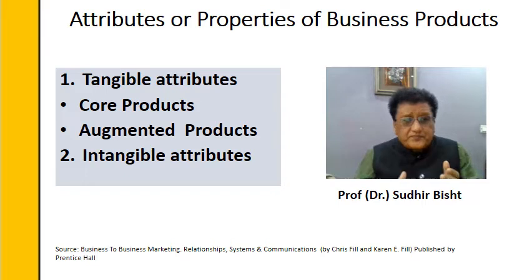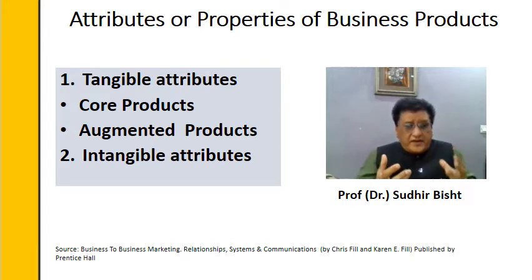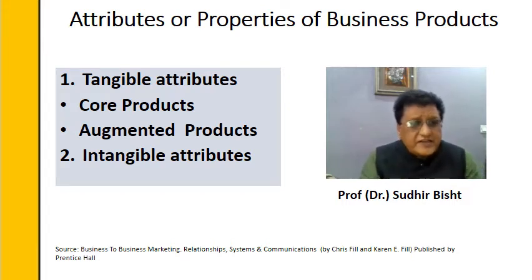For example, if I tell you that I have this aircraft, and it has a third engine. It's hypothetical, I don't think there is an aircraft which has three engines, or maybe I don't know. Apart from the twin engines, it has a third emergency engine. That is an augmented product.